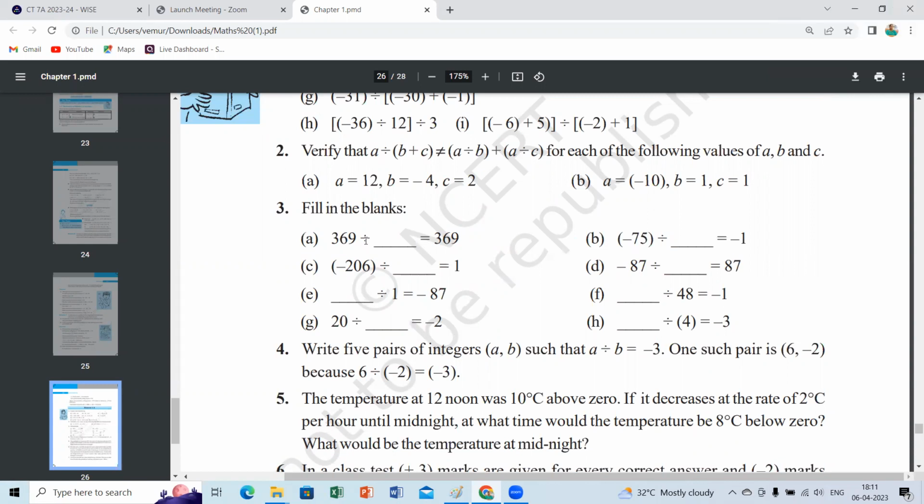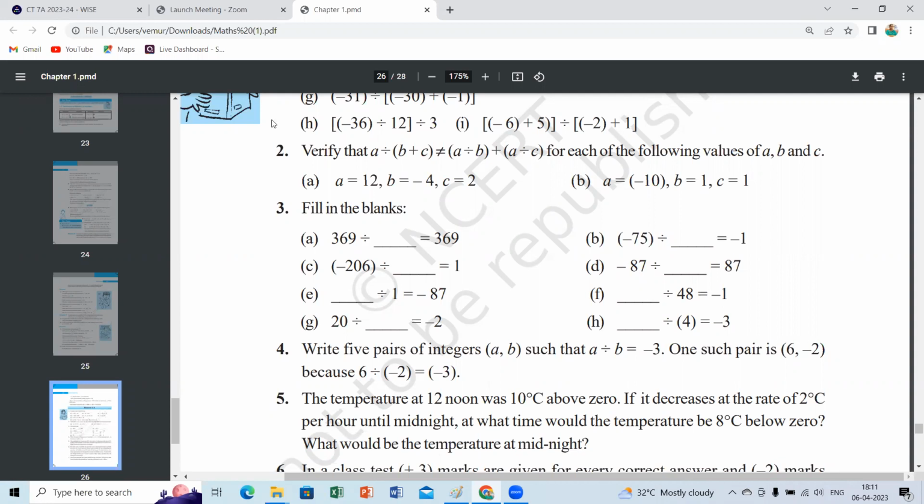Very good. B bit. Anubhav? Yes, ma'am. Minus 75 divided by dash equal to minus 1. Ma'am, minus 75 divided by minus 1. No, ma'am, positive 1. Think and give the correct answer once again. Okay, positive. The denominator is positive. What number? Ma'am, 75. Sorry, ma'am. Can you please repeat the complete question?